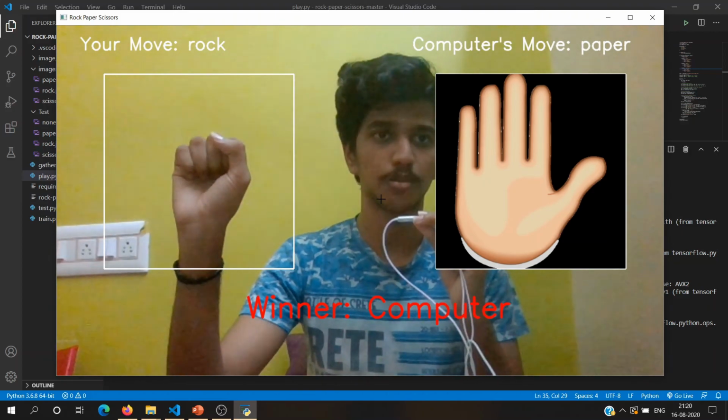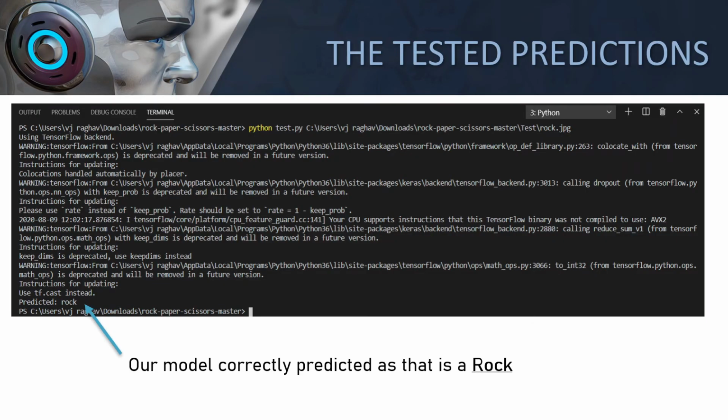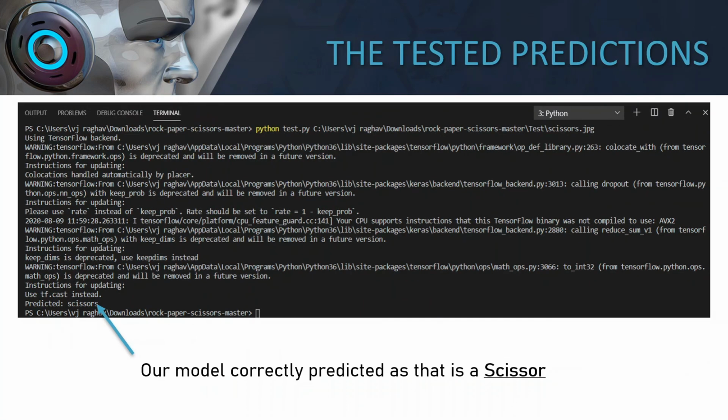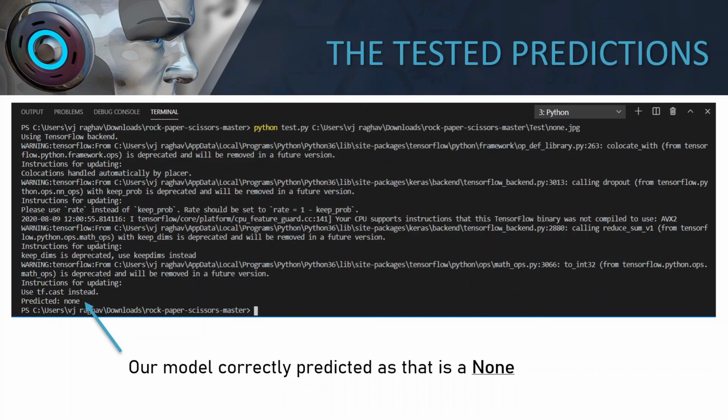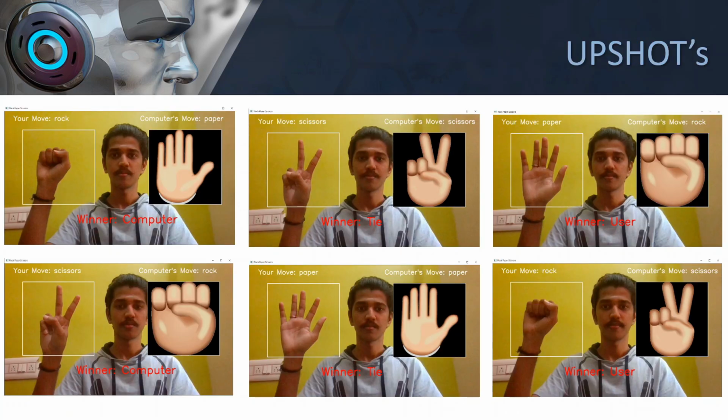These are some of the outputs. These are the tested predictions. Here rock has been predicted correctly. Here the paper. Here the scissors. Here none. These are some of the outputs.